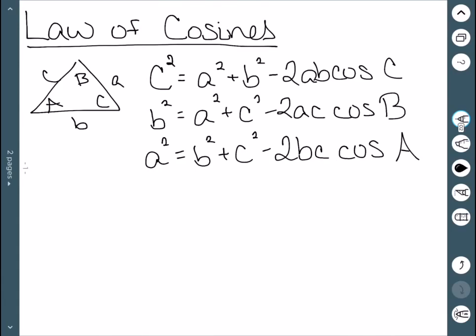able to do. In particular, SAS, these are triangles where we know two sides and the enclosing angle. And also SSS triangles, triangles where we know all three sides and no angles.